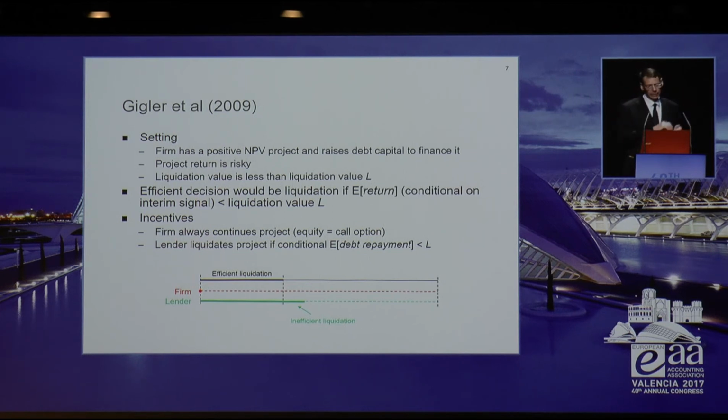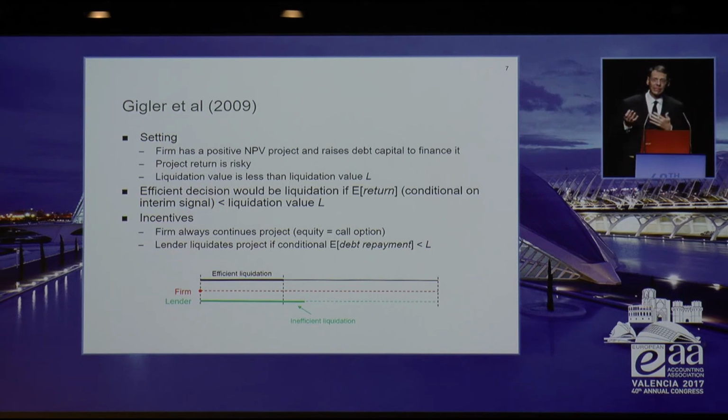And the efficient decision would be liquidation if the expected return, given the accounting information, is less than the liquidation value, right? And if it's more than that, you should continue the project. And I show this here: this is the accounting information that changes the expectation over this range, and efficient liquidation would happen where the expectation is exactly L. Right? And you would ideally liquidate the asset, and otherwise continue with the asset.